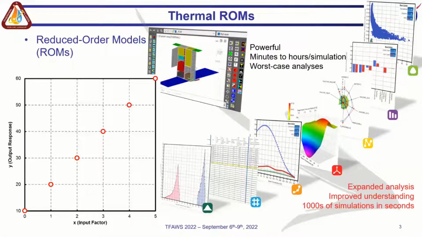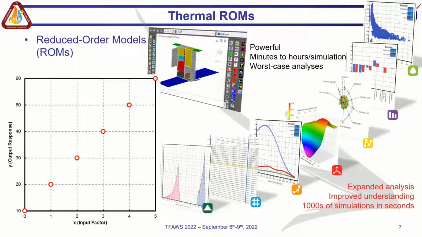In a number of cases, folks basically take high fidelity models and they reduce node counts. That's not what we're doing. We're essentially just sampling and data fitting from that high fidelity model. As an example, let's assume you have a Thermal Desktop model and you want to understand the relationship between an input factor, let's say a heat load, and an output response, let's say temperature.